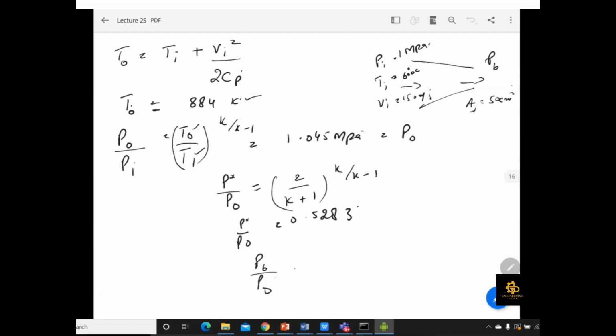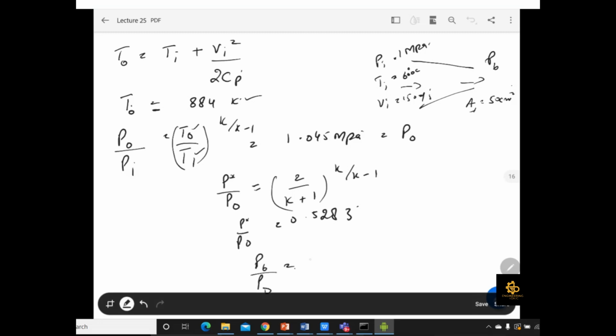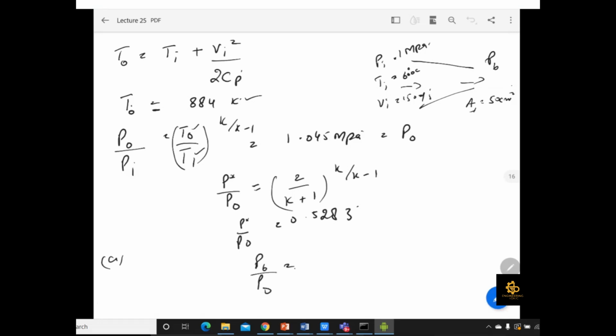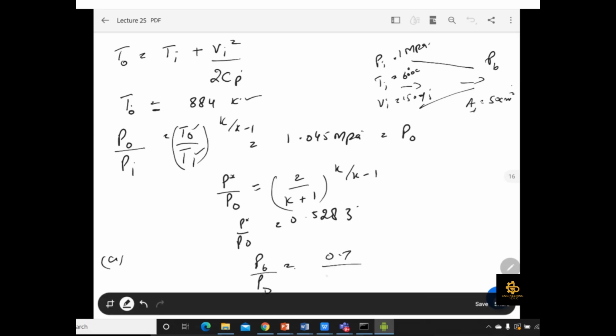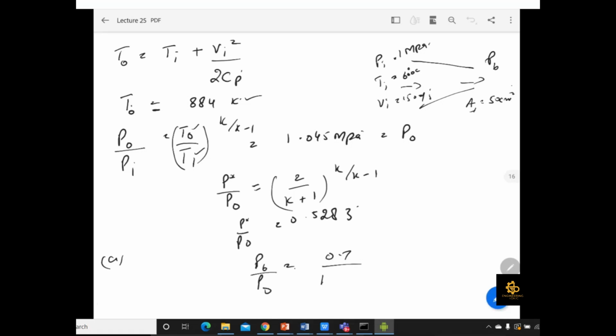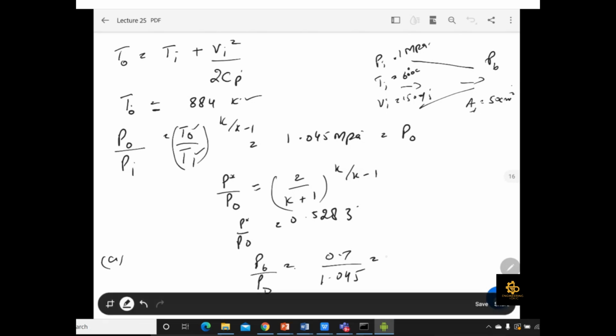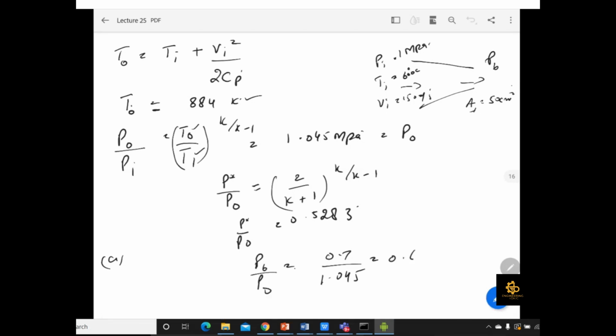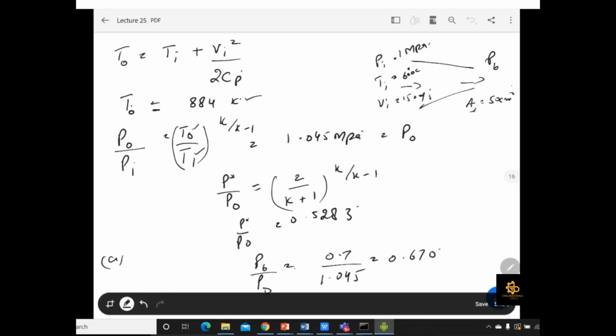So the PB value for part A is 0.7, and your P naught value is 1.045, and there you get the PB by P naught value as 0.670. Okay, if you notice, this value is greater than the critical pressure ratio. Thus the exit plane pressure, or your throat pressure, is equal to back pressure.